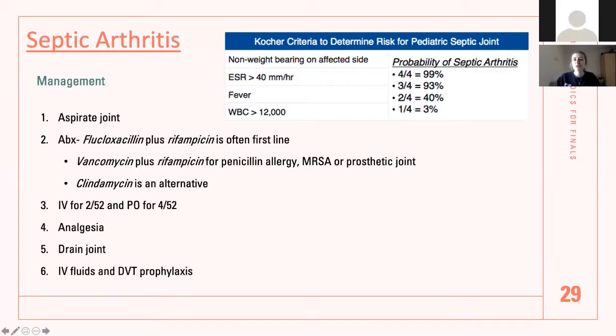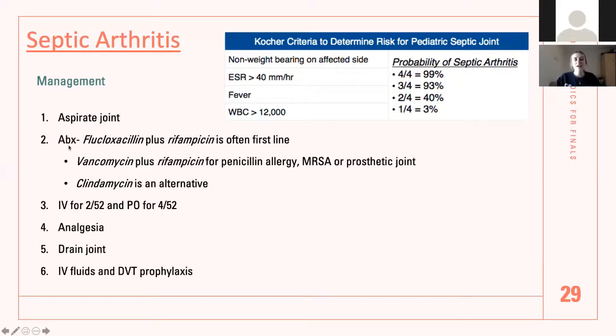So for the management, it's really, really important to aspirate the joint before giving any antibiotics. That would be your priority, and you send the sample straight away for gram staining, crystal microscopy, culture, and antibiotic sensitivities. So you do that first. That's really important that you do that first.